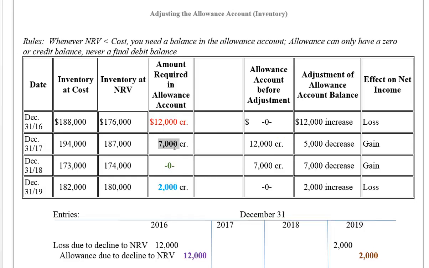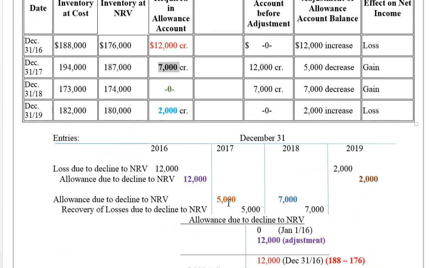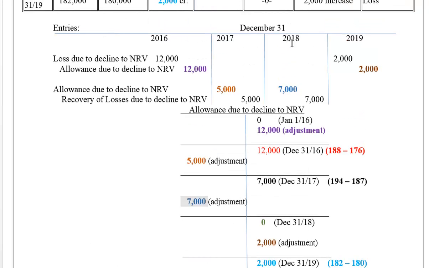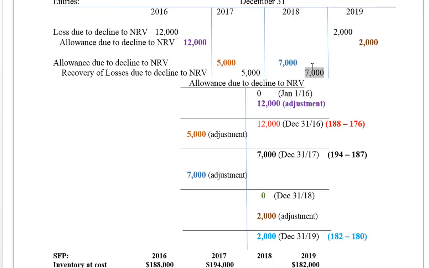But you'll remember at the end of 2017, we had a credit balance of $7,000. We can see that here. To get it to zero, which is what we require at the end of 2018, we're going to debit the allowance. So at December 2018, we're going to debit the allowance and credit the recovery by $7,000. That gives us what we need. Again, when we know to make the adjustment to get it to zero, we need to debit the allowance. We make that journal entry to debit the allowance, credit the recovery, and this is our final balance in the allowance.